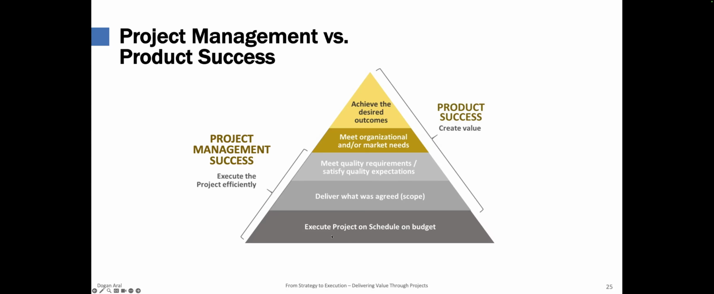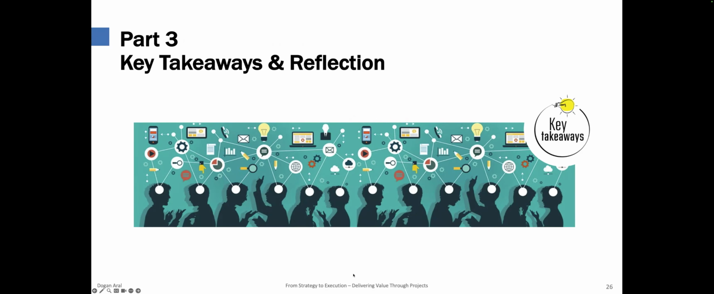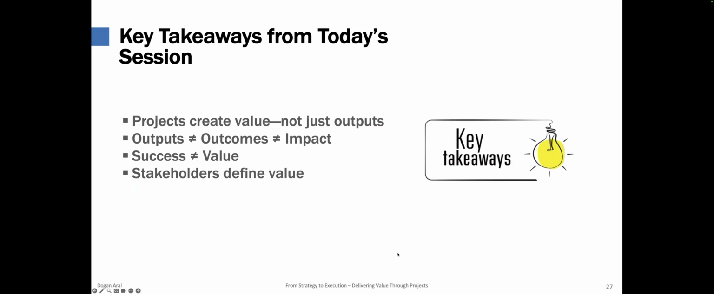So this topic finalizes part 2, and we move to part 3. Let's briefly reflect on what we've explored and what it means for your practice. Let me summarize a few key takeaways. First, projects are not just about delivering outputs. They are about creating value. Second, there is a clear difference between outputs, outcomes, and impact. Third, a project can be successful in execution but still fail to deliver value. And finally, value is always defined from a stakeholder perspective.